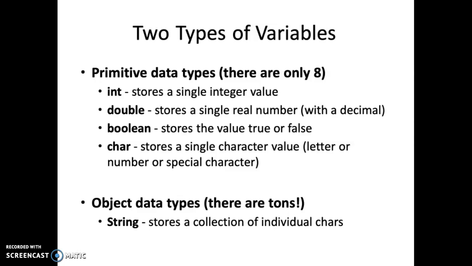So int is for storing integers for our primitive types. Double allows us to store a decimal value with the number. Boolean will be a variable that allows us to store just 2 states, true or false. And char, or char for character, allows us to store 1 single character value. So that could be a letter, it could be a number, it could be a special character, but just one. A string allows us to store multiple characters.